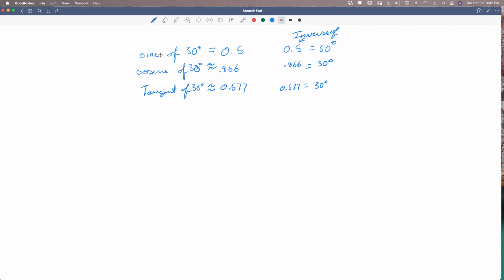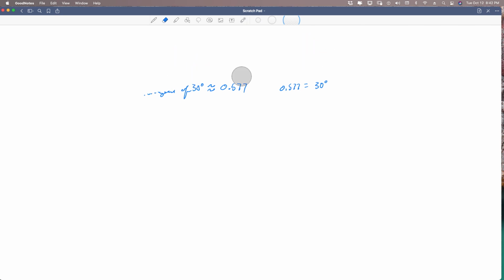It's just the inverse sine, you flip it. The inverse sine of 0.5 would be 30. The inverse cosine of 0.866 would be 30. So you're just flipping it and saying the inverse sine, the inverse cosine, the inverse tangent. That's pretty straightforward. All right, so let me clear this before I confuse y'all any further and do a practice problem.